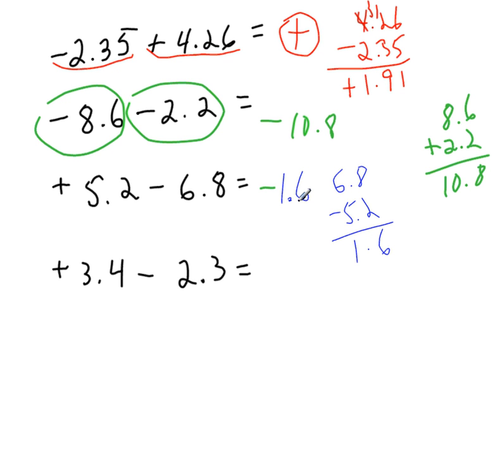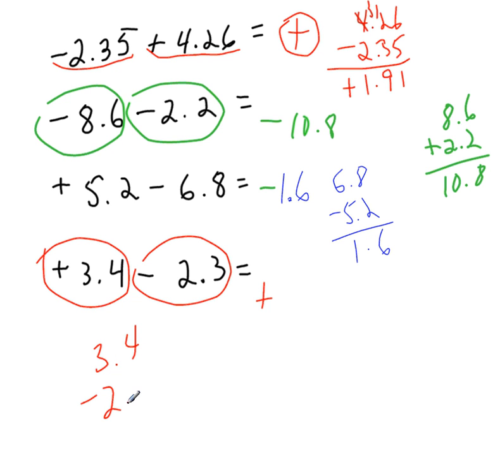Now the last example, we have 3.4 and we lost 2.3. So we know we're going to get a positive result. We're still on the positive side of 0. 3.4 subtract 2.3, and I get an answer of 1.1. 4 take away 3 is 1, and 3 take away 2 is 1, so 1.1.